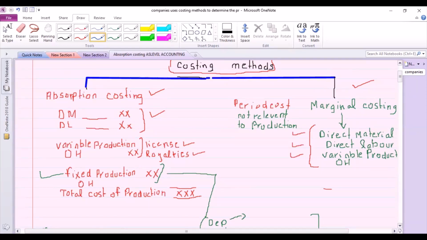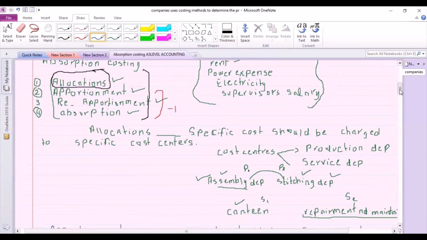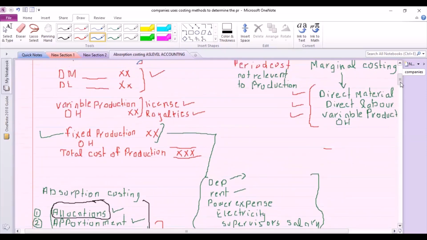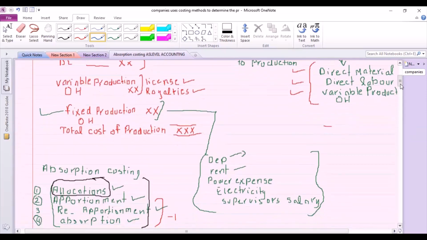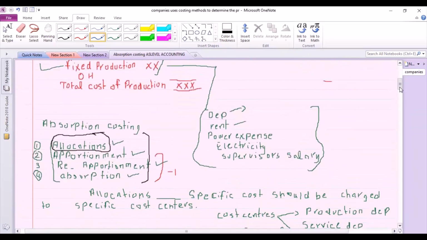So this is the main difference between absorption costing and marginal costing. Absorption costing is a little bit difficult. Why? Because we know that it is very easy to identify the direct material, direct labor, and variable production overheads, but it is very difficult to identify the fixed production overheads.